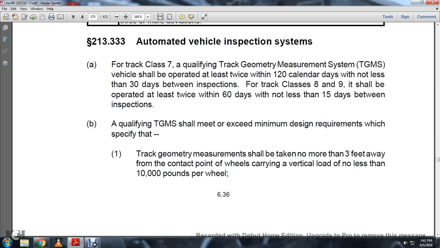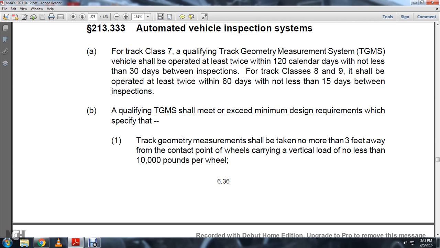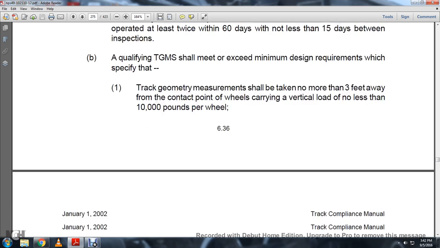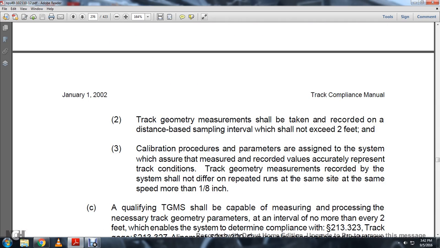Qualifying track geometry measurement systems shall meet or exceed minimum design requirements and specify that track geometry measurements shall be taken not more than 3 feet away from the contact point of the wheels carrying a vertical load of not less than 10,000 pounds per wheel. The track geometry measurements shall be taken and recorded on a distance basis, at a sampling interval not to exceed 2 feet.